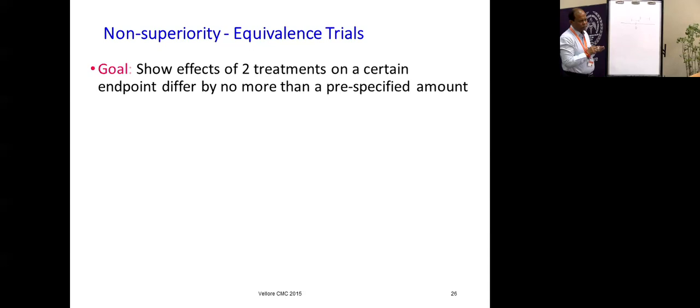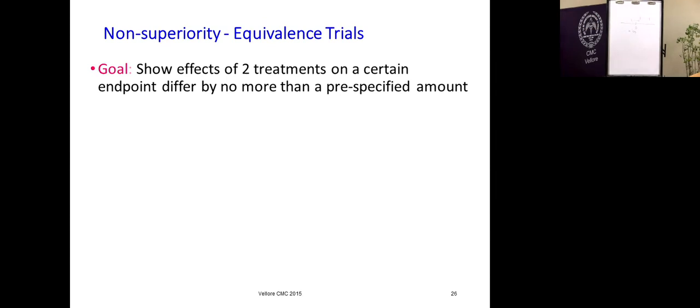So now we are saying, if this is not significant, you cannot conclude equivalence. This is wrong. So remember the psychiatrist and community health worker example, we cannot conclude that both are equal. I am going to come back to this concept. It's a very important concept.